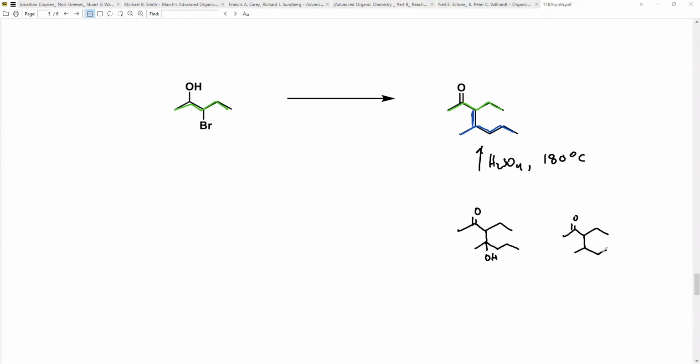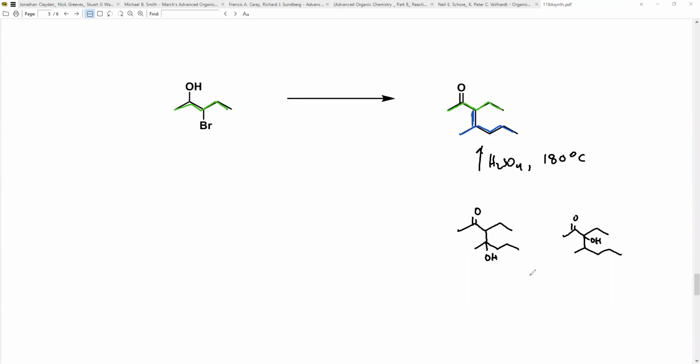Okay, so two possible alcohols that this could be, right? Two possible alcohols. Now, one of these is actually going to be better than the other. And to be honest, the only way to know which one is better is to choose one and kind of pray that you get it right.